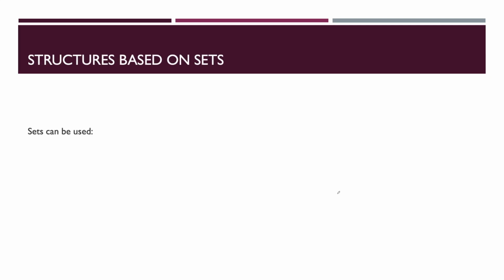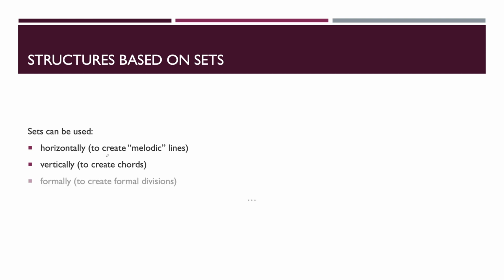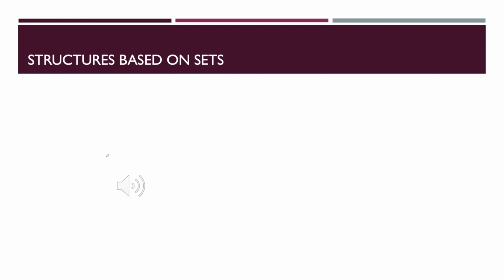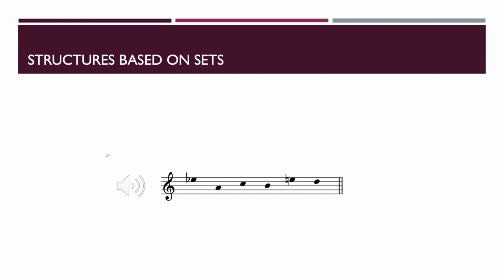Now, structures based on sets. Sets can be used horizontally to create melodic line. Melodic, it is a question what melodic is, but I mean horizontal lines. And then vertically in order to create chords, and formally to create formal divisions. I'm going to give examples for all of them, beginning with the horizontal dimension. This is a set, a pitch set, a very famous pitch set.